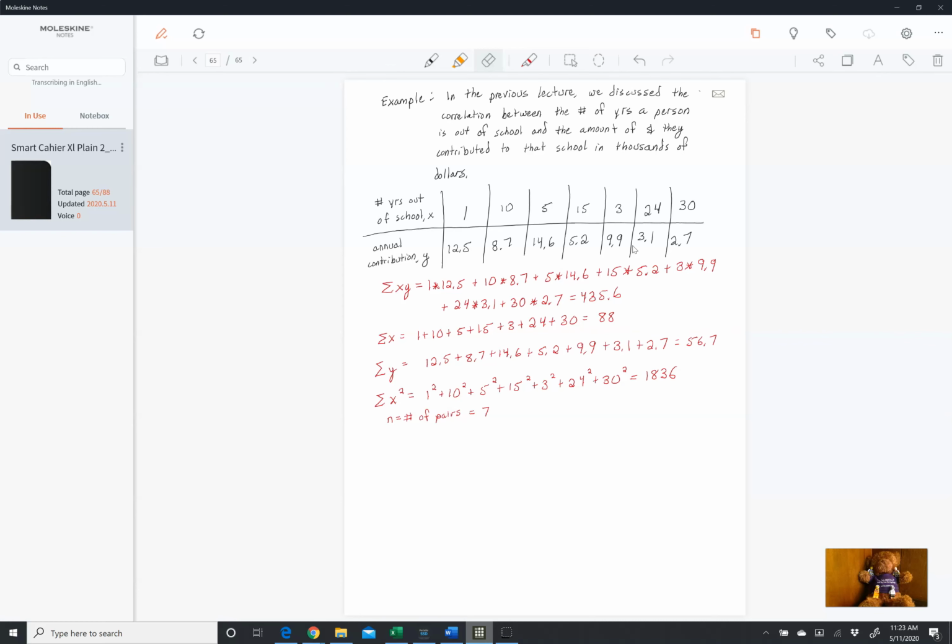So let's take a look at the slope. So now we just plug in. So I'm gonna rewrite it over here. It's n times sigma xy minus sigma x, remember sigma is sum, sigma y over n times sigma x squared minus sigma x squared. Well, our n is 7. Our sigma xy we get from here. It's 435.6.